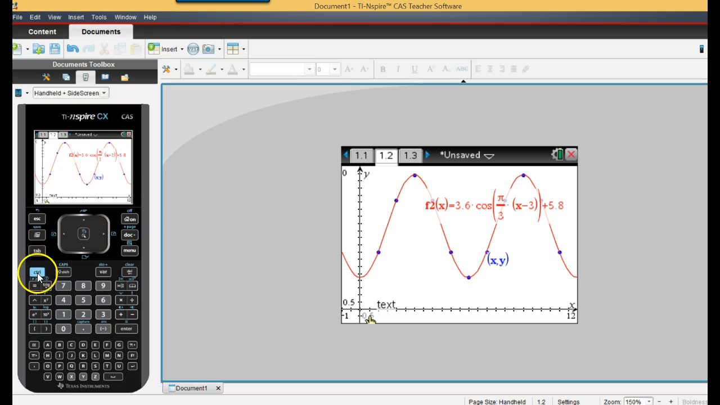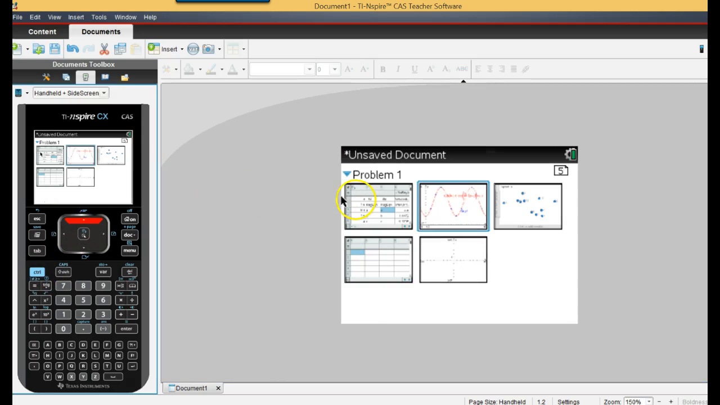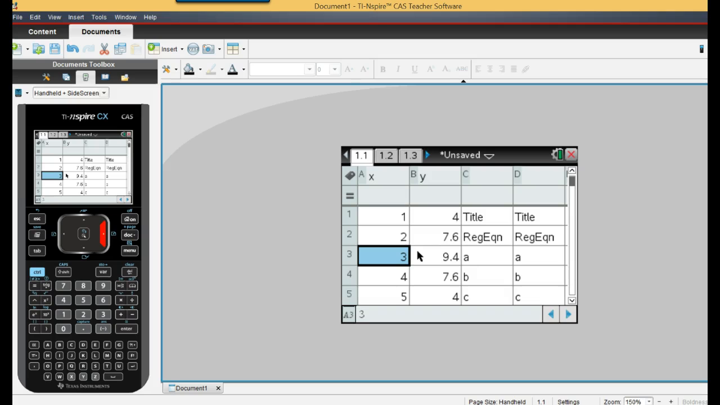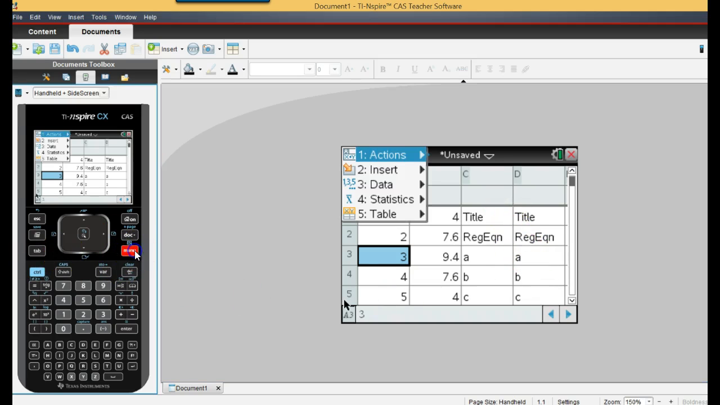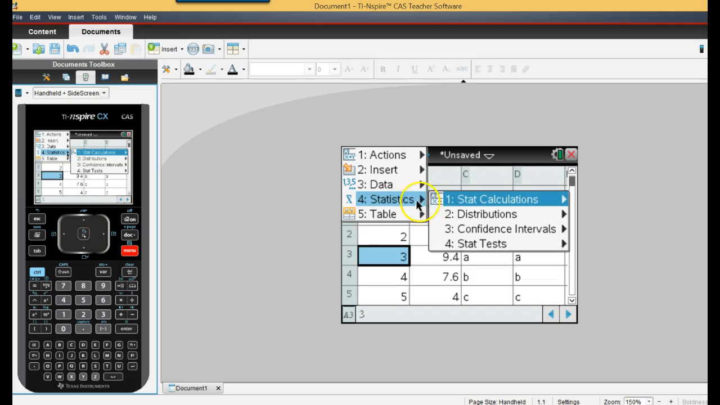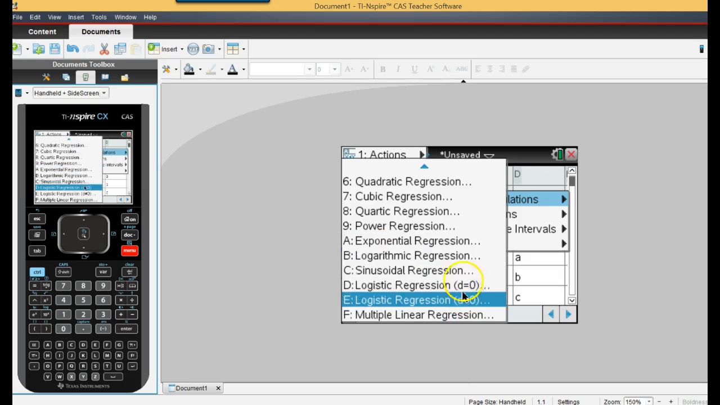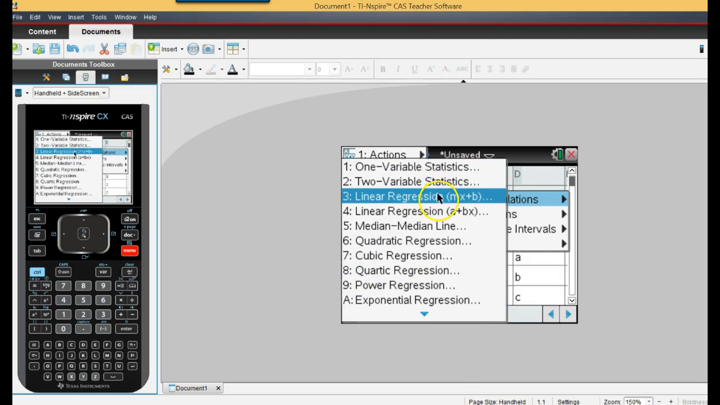What I want to show you is one more thing here, and that is go back to the spreadsheet where we entered our data. I've populated columns C and D, you can see, but this is how it was done, and I'll show you what it means in a moment. You can go into menu when you're in the spreadsheet, statistics and stat calculations. These are all the options we've got for modelling or running a curve through some data points.